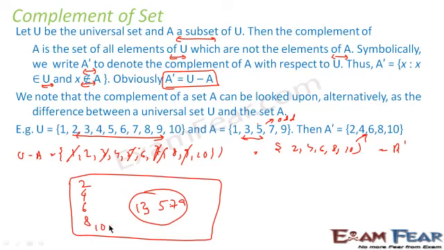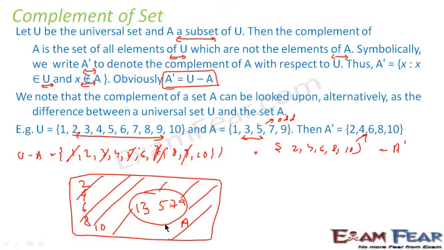These are the elements which are not there in A, so we'll write them here in the universal set. So when I say A complement, it is nothing but everything that is outside of A in the box. So we are talking about this. This is A complement.